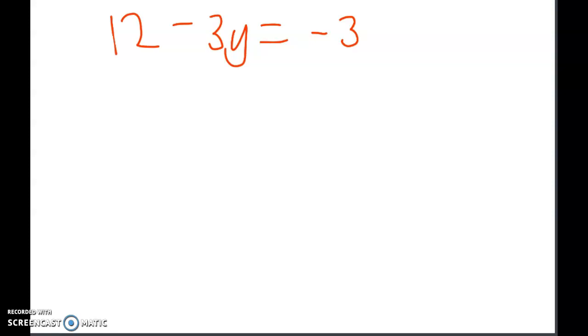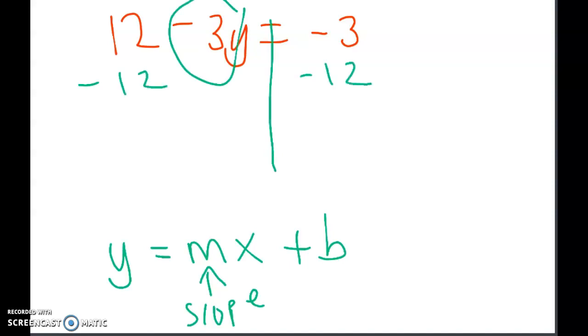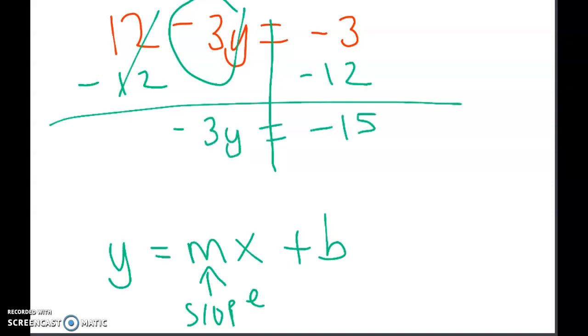All right, now that you've tried it on your own, we always want to remember that the slope is represented in the equation y is the same as mx plus b, and the parameter m is your slope. So in this instance, we again want to isolate our variable. The first thing we'll have to do is subtract 12 from both sides. So we'll be left with -3y being the same as -15. And when we divide by -3, we're going to end up with y being the same as 5.